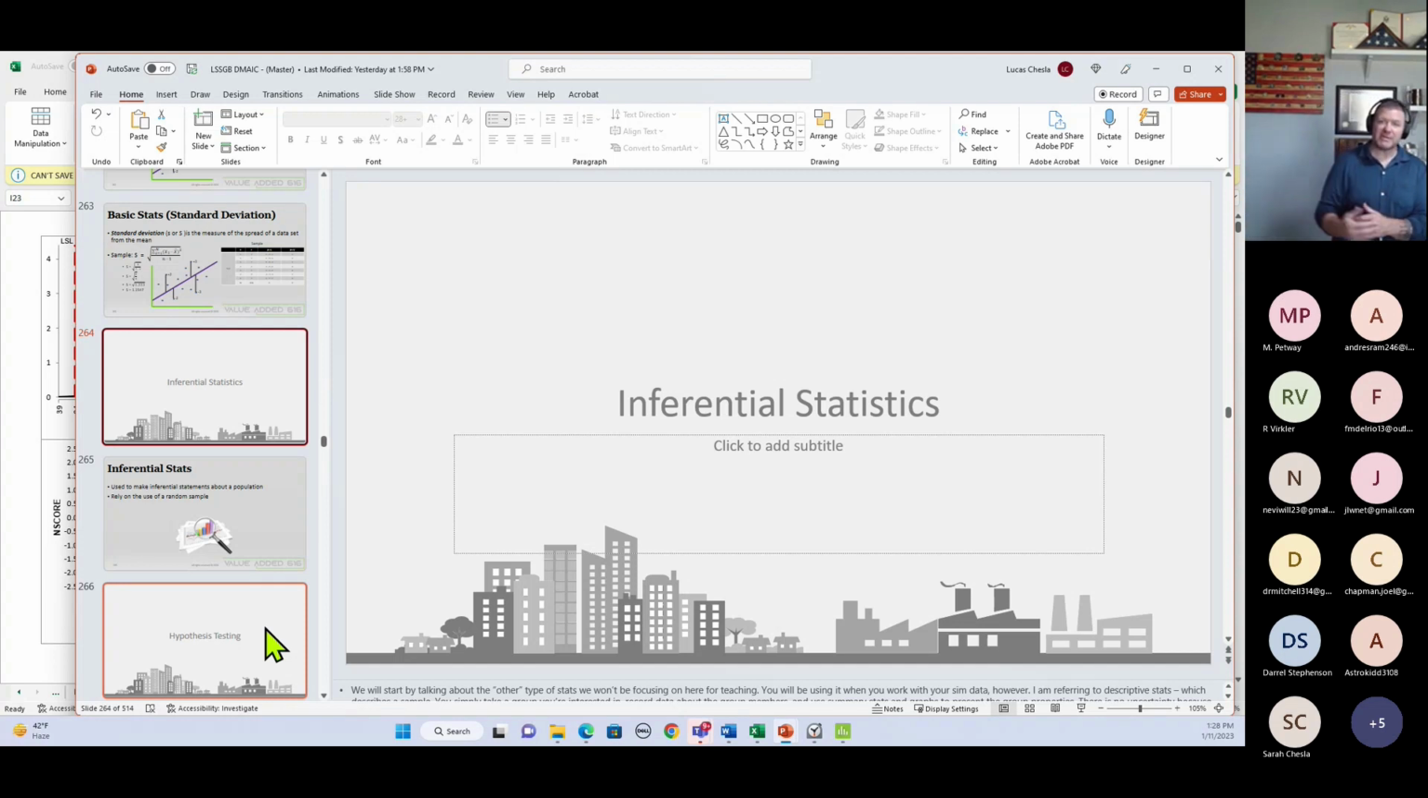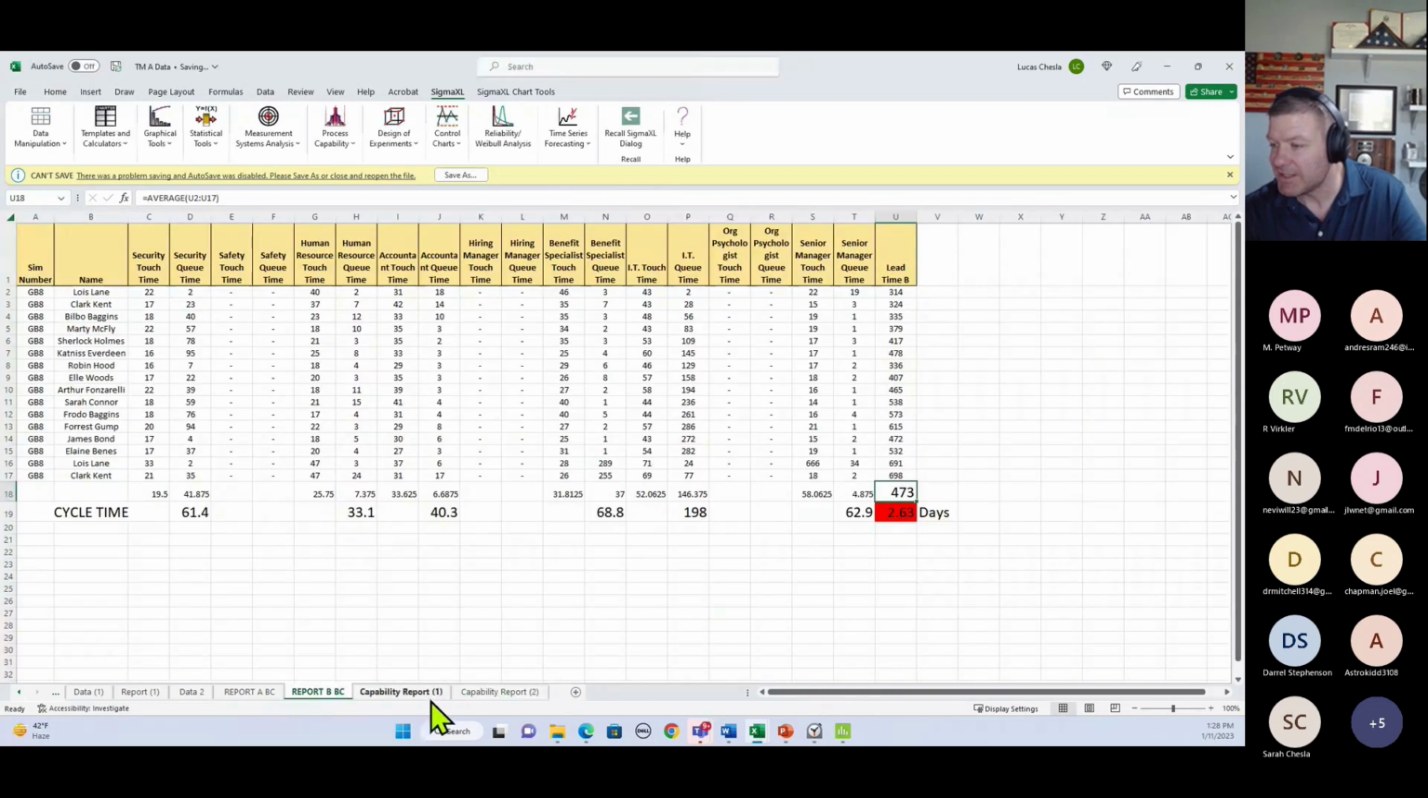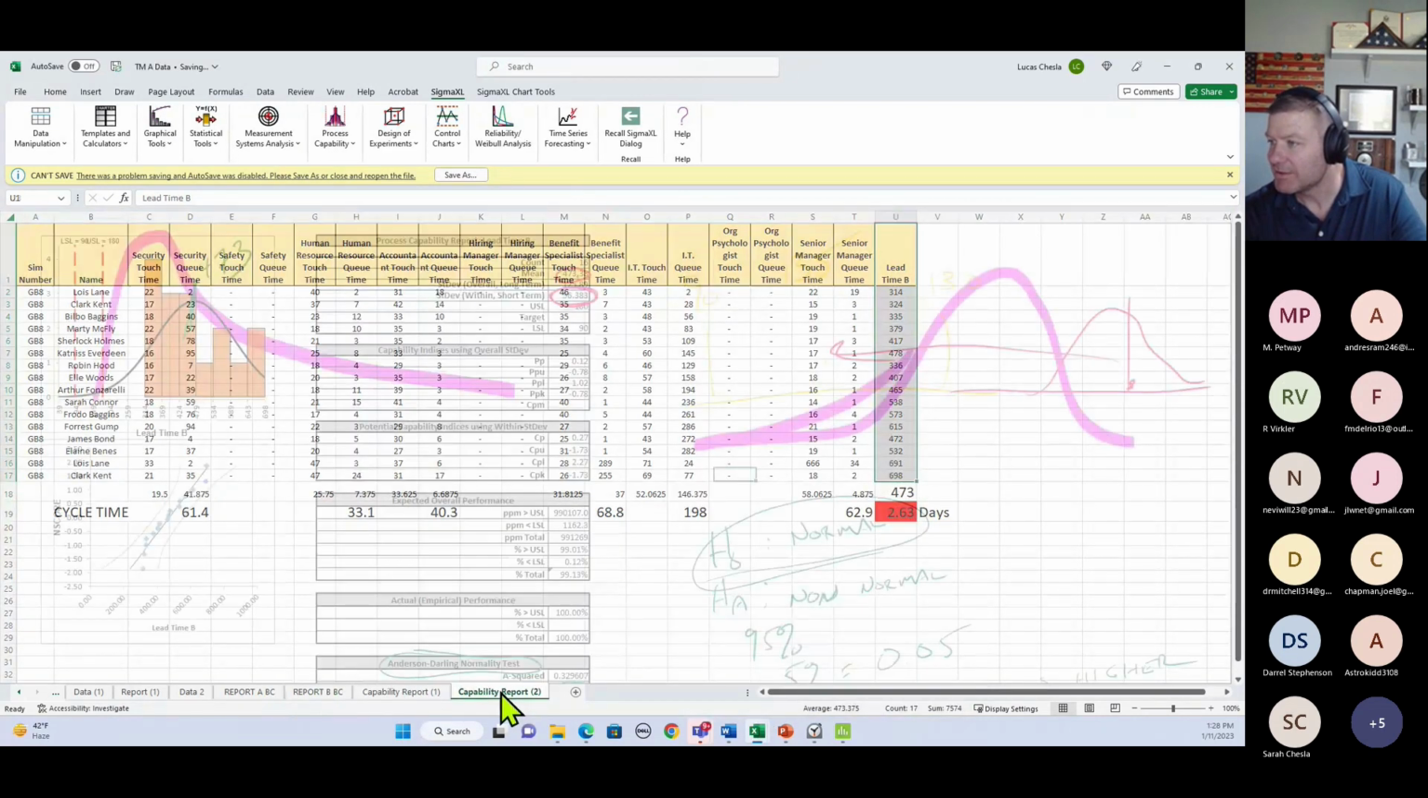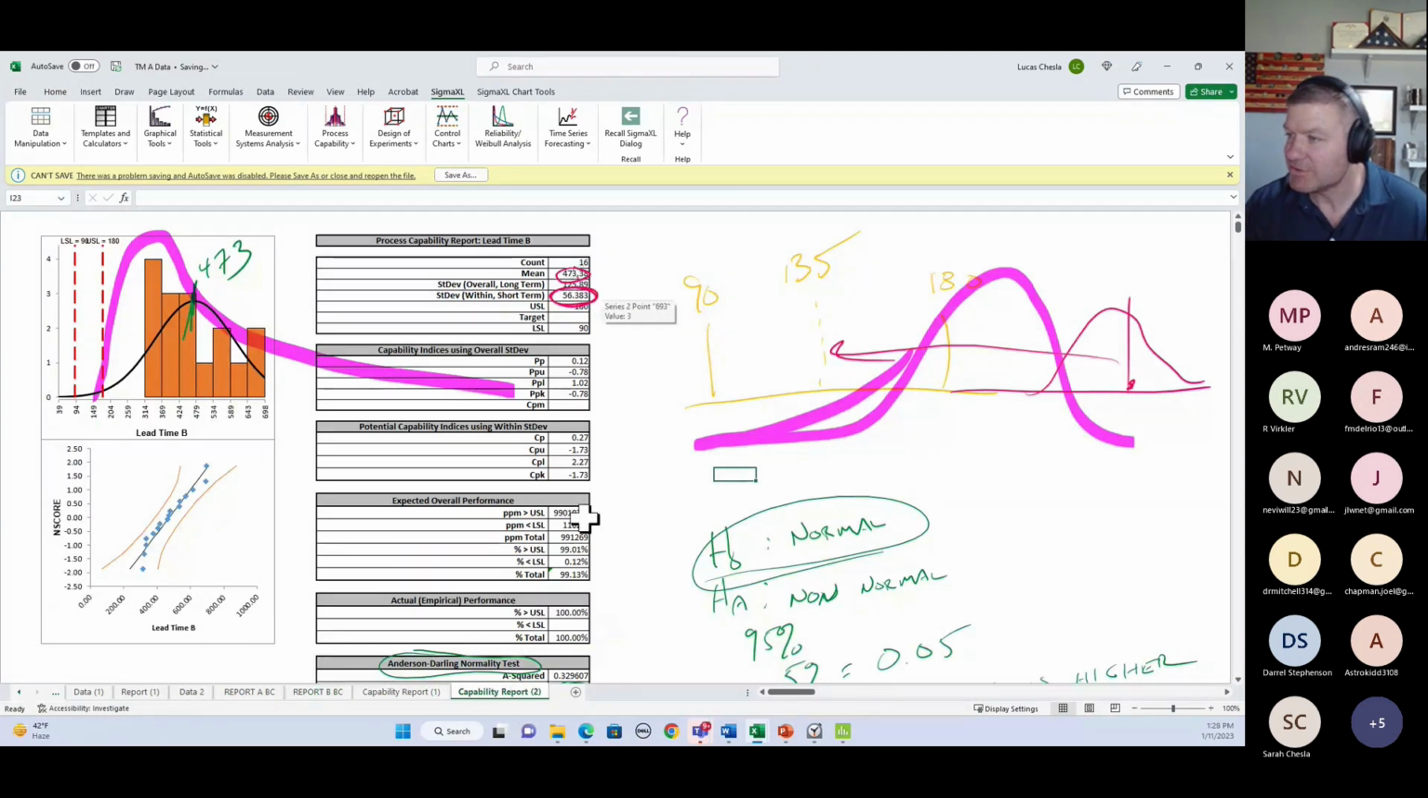So all that was to build up to the point of saying, how do we capture our variation and make sense of it? Well, the computer is going to do all the hard work for you. It's going to take the data you put in. All we did was take this data and put it in there, and it came back and said, here's your standard deviation. For short-term data, here's your standard deviation. So it did that for you.